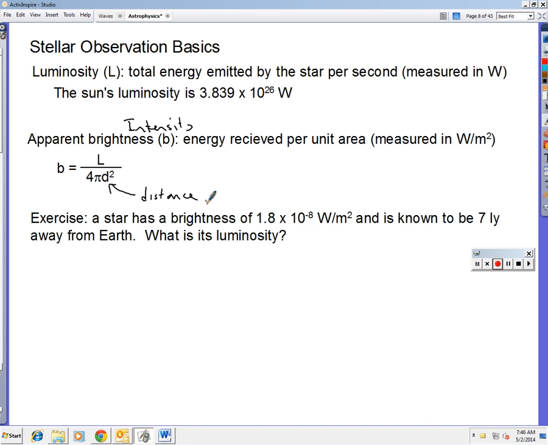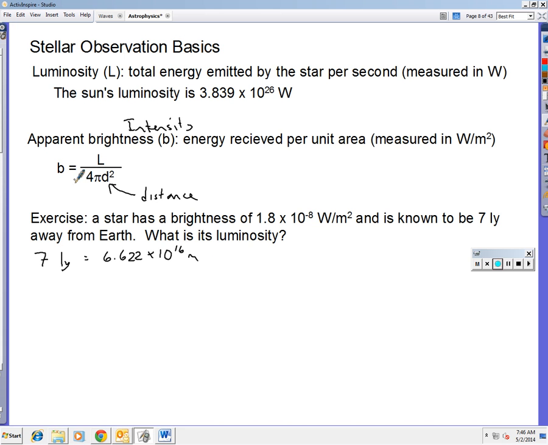So here's a quick exercise. A star has a brightness of 1.8 times 10 to the minus 8 watts per meter squared and is known to be 7 light years away from Earth. The question is, what is the luminosity? So first off, 7 light years is equal to 6.622 times 10 to the 16 meters.